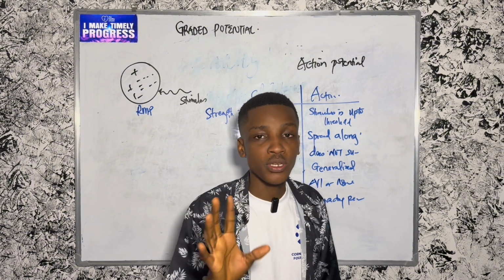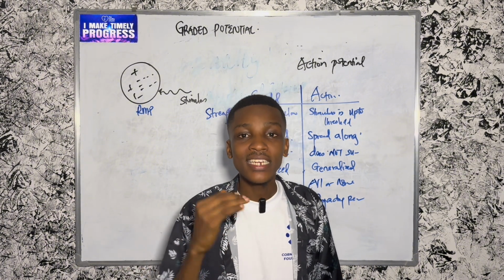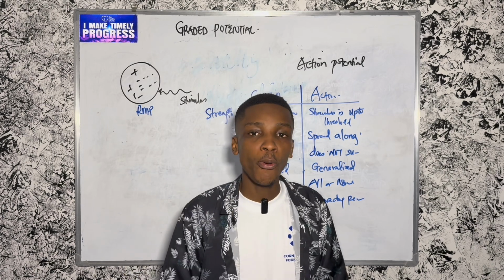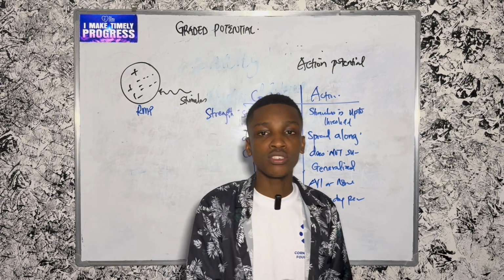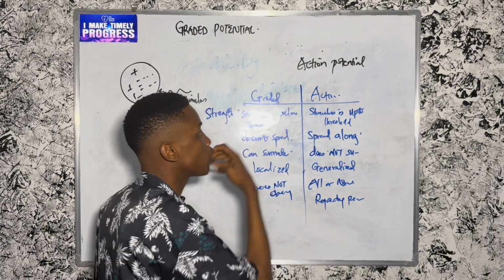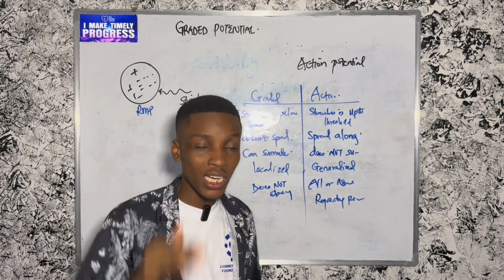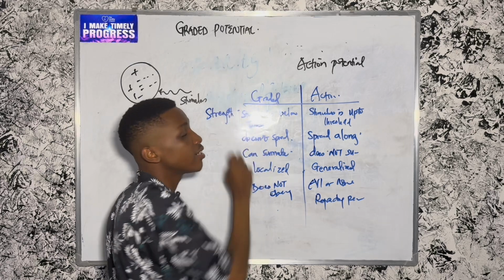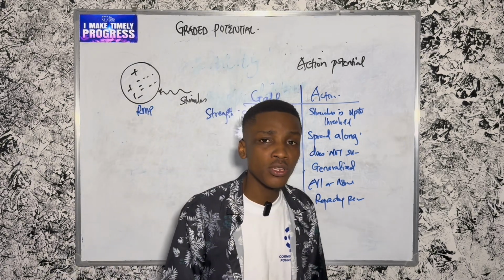whenever a stimulus is brought to a cell that was initially at rest, the cell responds. But its response depends on the strength of the stimulus. If the stimulus was up to threshold, what will be the response? Action. If the stimulus was below threshold, what will be the response? Graded. So quickly, what is the definition of graded potential?